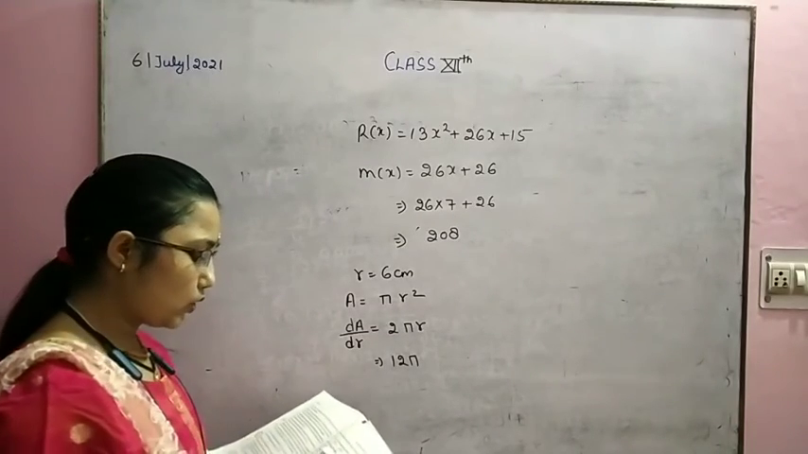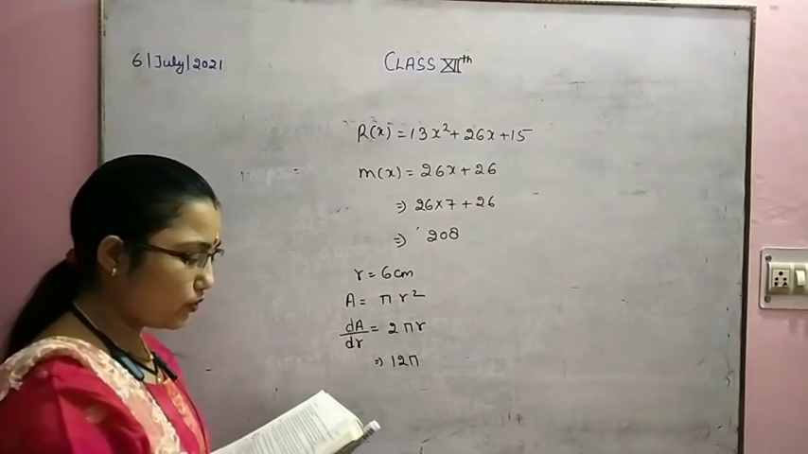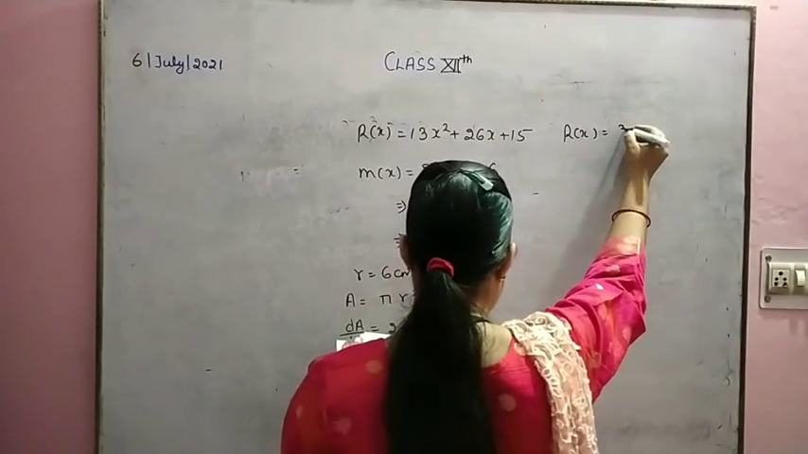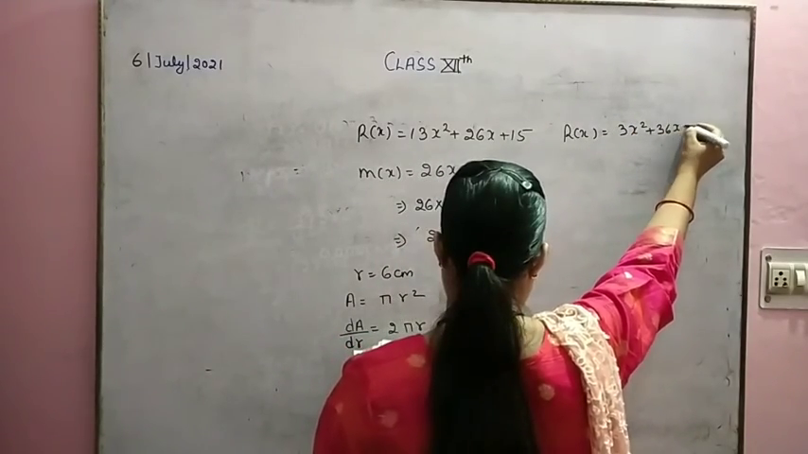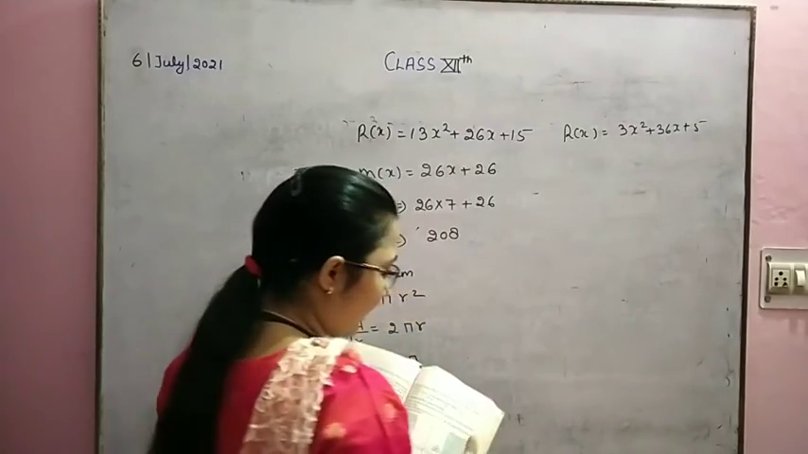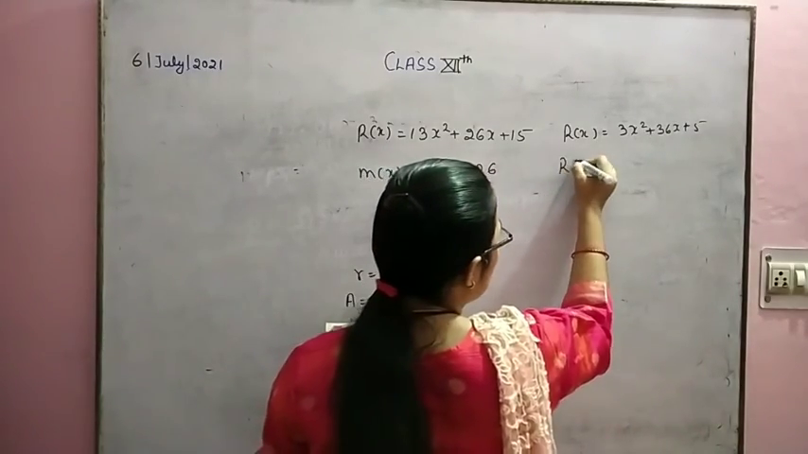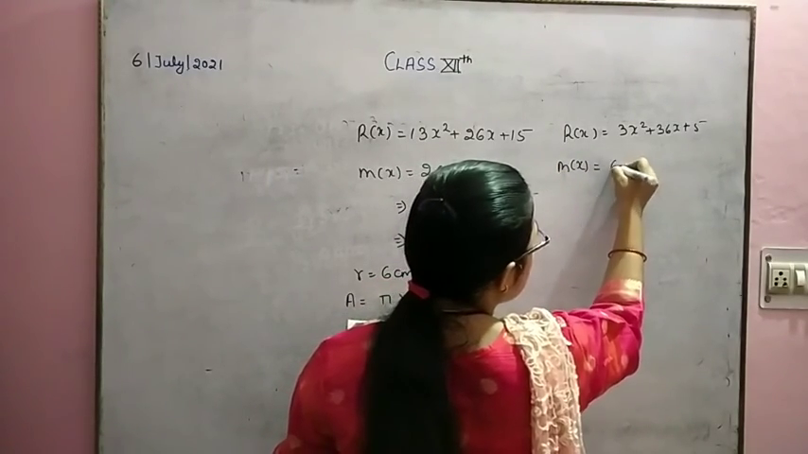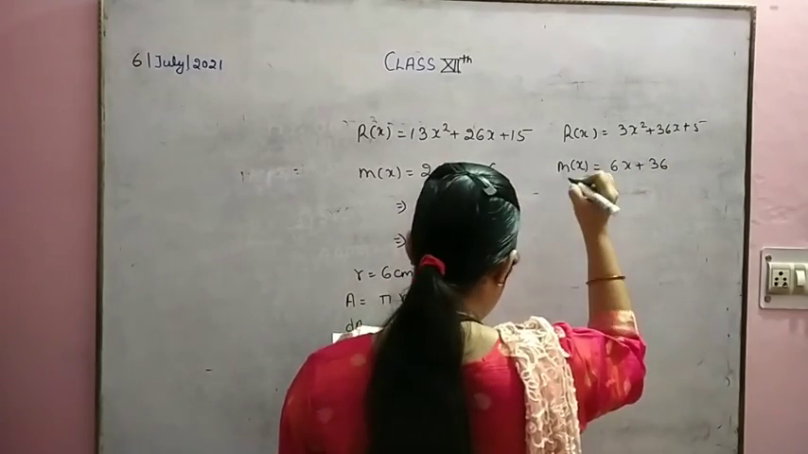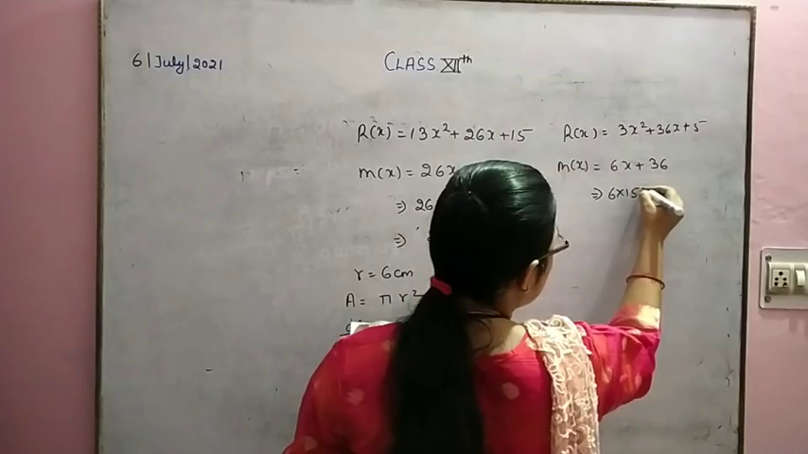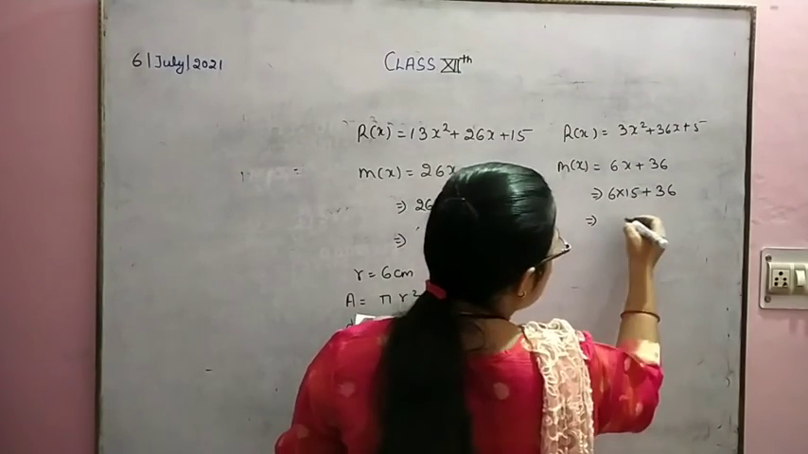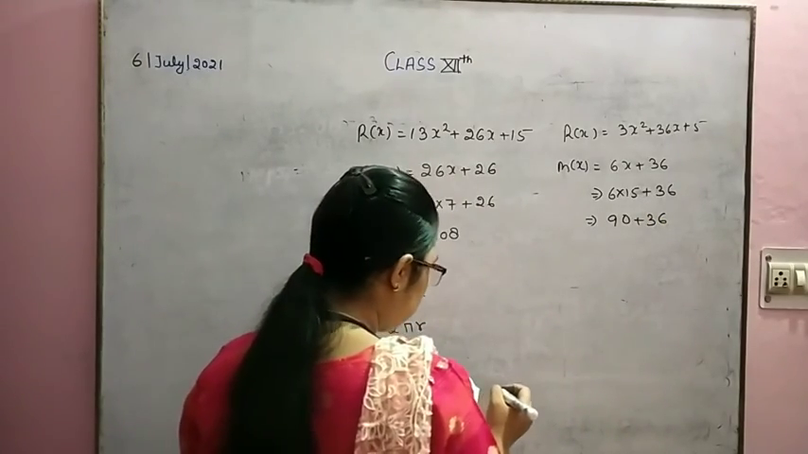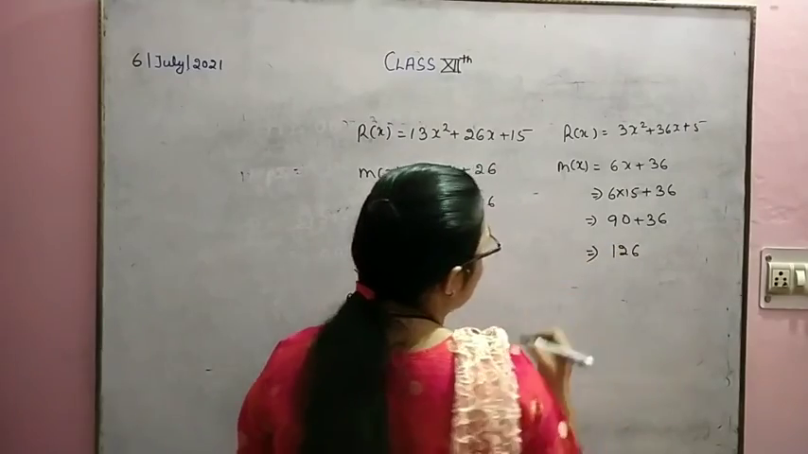Next, 18. The total revenue in rupees received from the sale of X unit of a product is given by Rx equals to 3x square plus 36x plus 5. The marginal revenue when x equals to 15. So firstly find out for marginal revenue, differentiate the revenue. We get 6x plus 36. Now put value of x is 15 here. 6 into 15 plus 36. So we get 126. That means option D is correct.